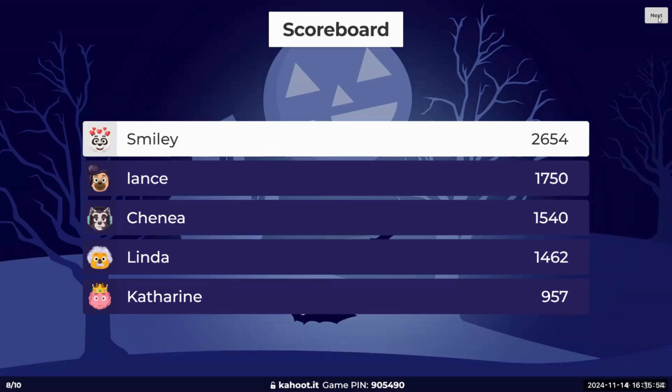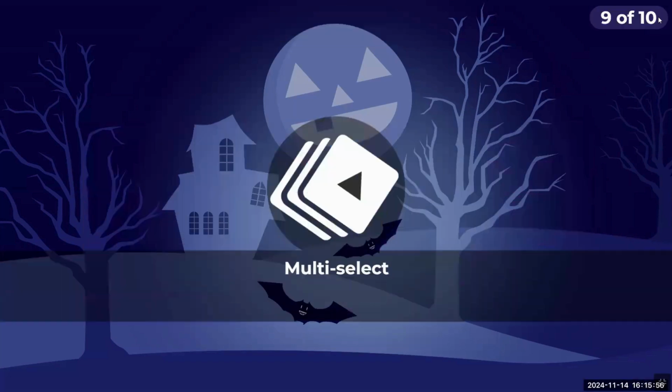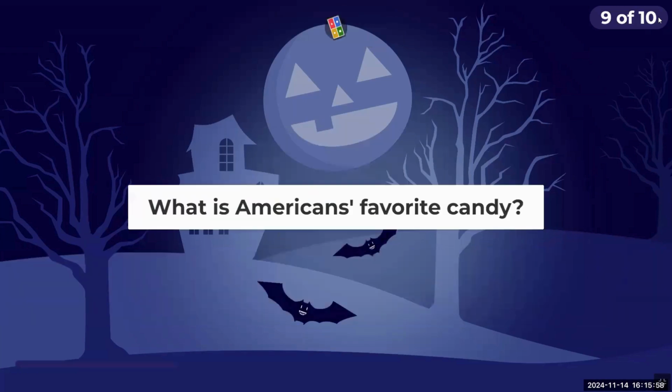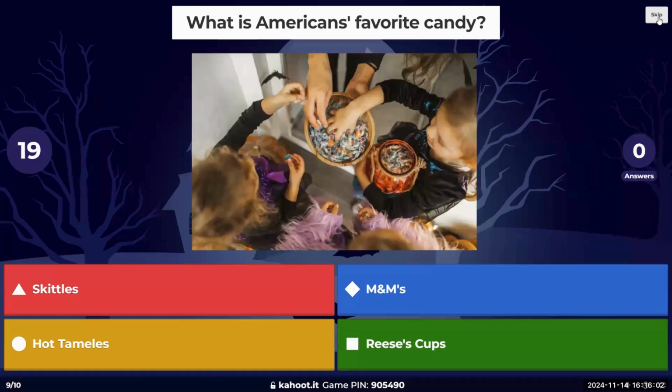Smiley's taking over. Last couple questions here. Ooh, you can pick more than one. What is America's favorite candy? Multiple select. That's a pro feature. I don't pay for that feature, so I've never even used it before.